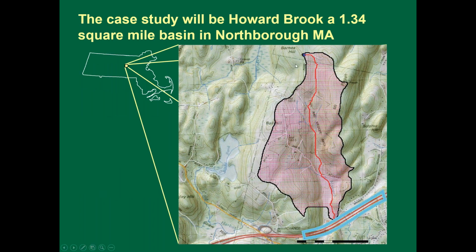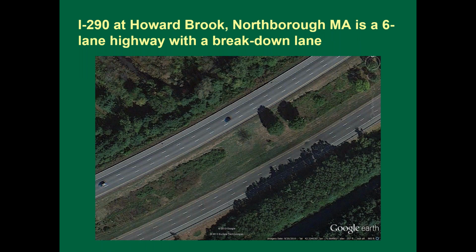If you've been to our YouTube page and looked at some videos, you probably recognize Howard Brook, which is a 1.34 square mile basin in Northborough, Mass. It's got I-290 along the southern border of it. That drains right at the stream. I-290 at Howard Brook is a 6-lane highway with a breakdown lane on each side. You can see the brook here. It's not a bridge, it's like a huge culvert, but from the air, you really can't see it.